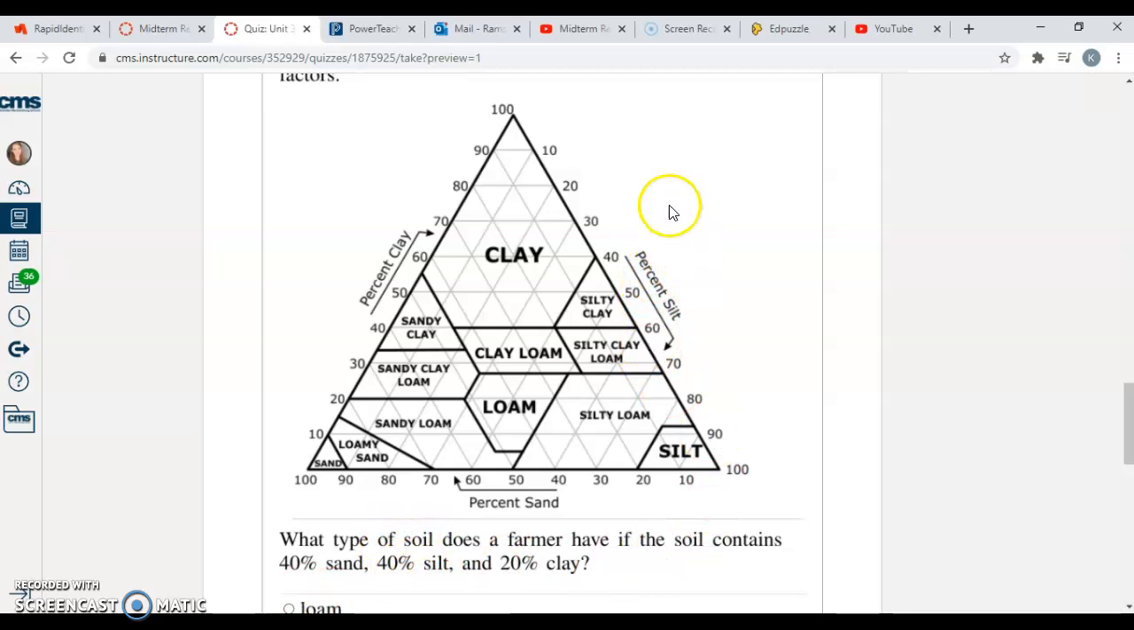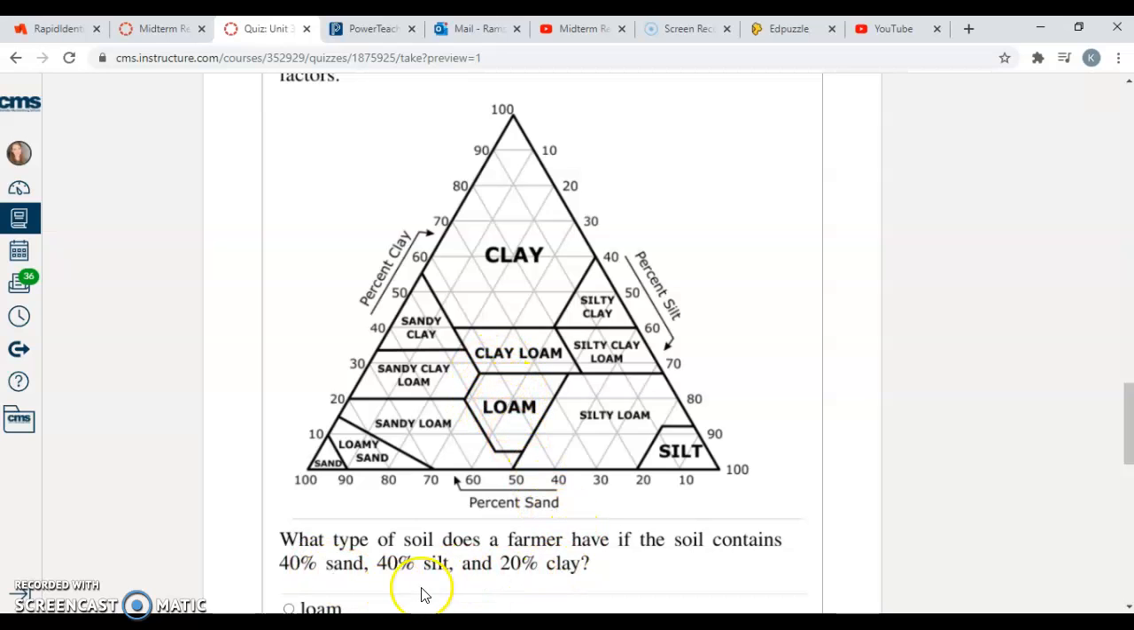So I'm going to come to my silt side, I'm going to run my arrow along, and find the 40. And I'm going to mentally draw my line from 40 down in the direction of the arrow. Okay, so I know I had 40 silt and I had 20 clay. So far, if I can just keep those in my mind, these two lines are intersecting at loam.